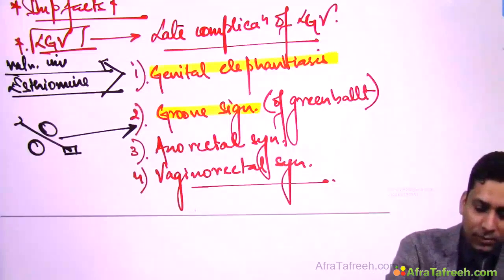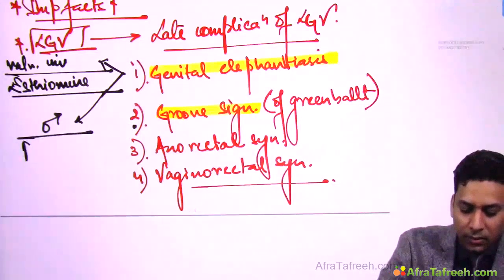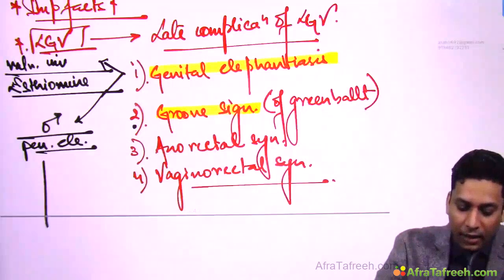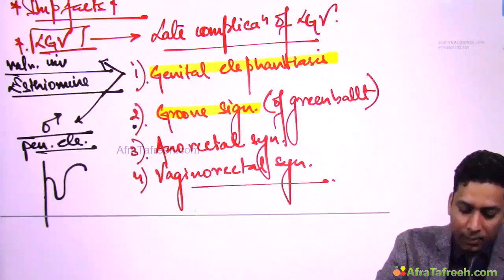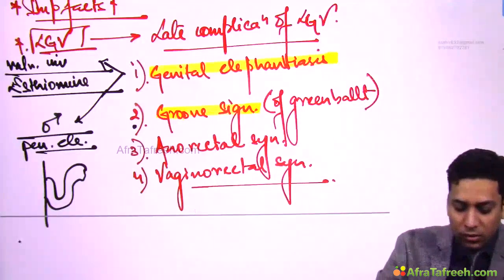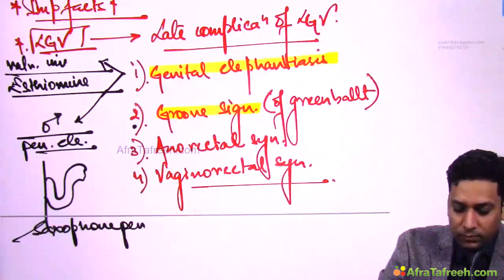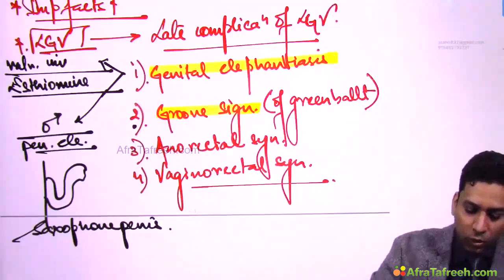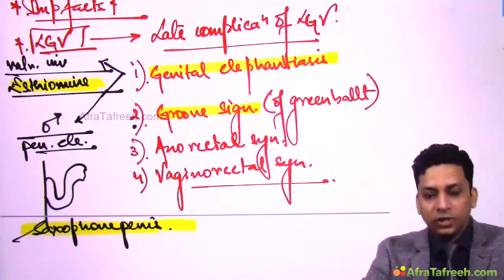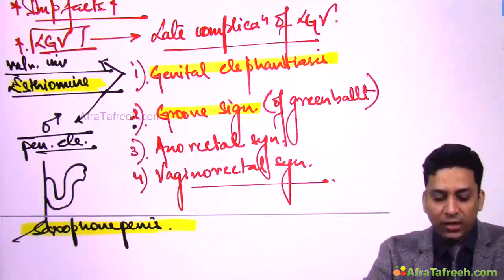Similarly, in males, penile elephantiasis may occur. When penile involvement occurs, the size of the penis increases and it appears something like this. That is, it looks like a saxophone. So this is known as saxophone penis. So these are two more terms which you can remember, saxophone penis and esthiomene. These are also late complications of LGV due to genital elephantiasis.